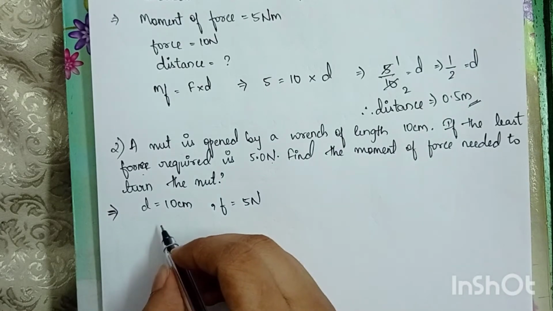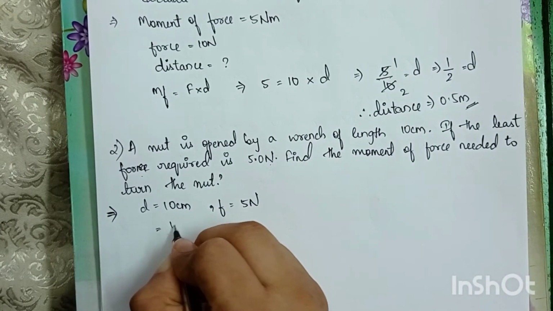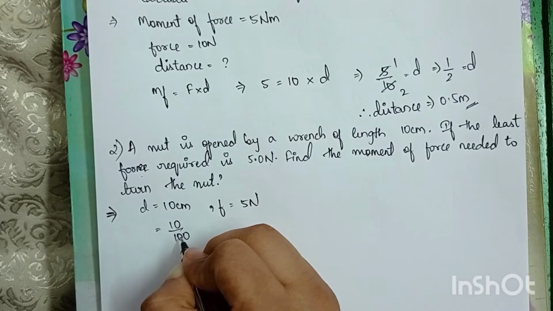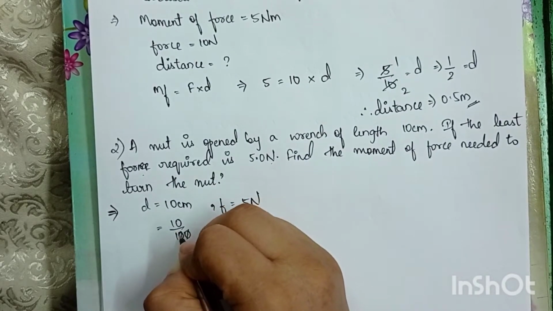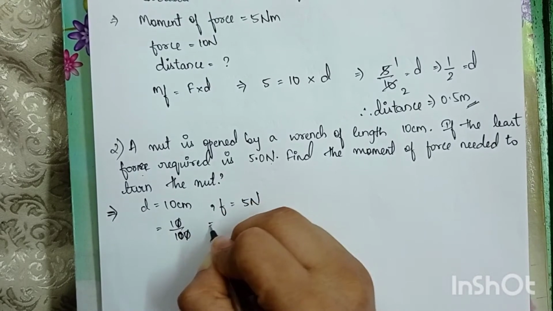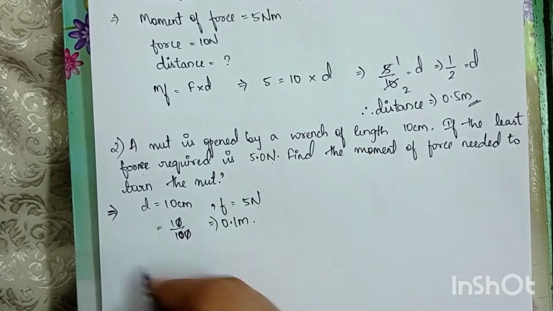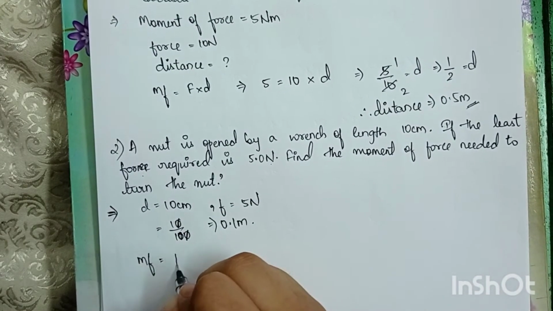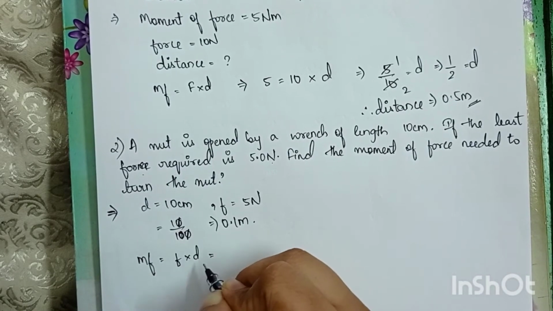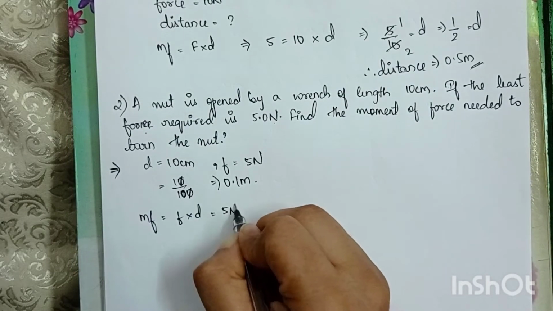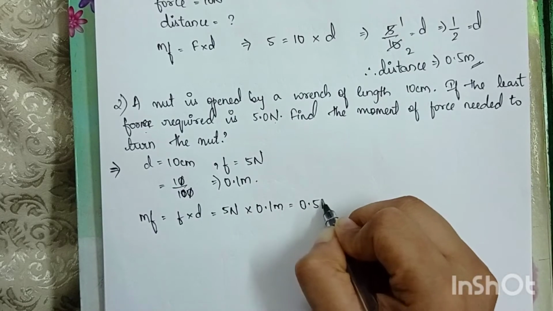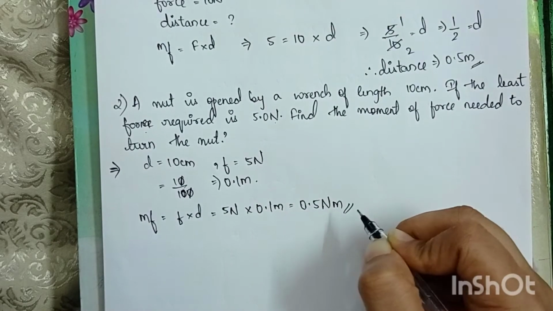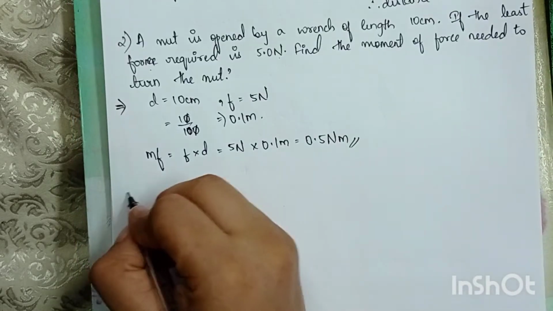First, this 10 centimeter we should convert into meter. So 10 by 100, which is 0.1 meter. Now moment of force is equal to force into distance. How much is the force? Force is 5 Newton into d is 0.1 meter, which will be 0.5 Newton meter. So we also got the second answer. Now we are doing the third one.